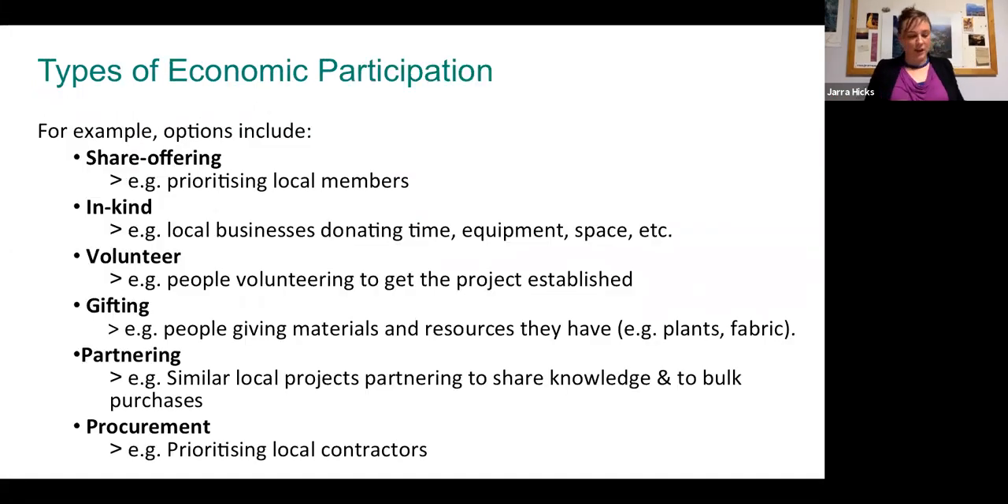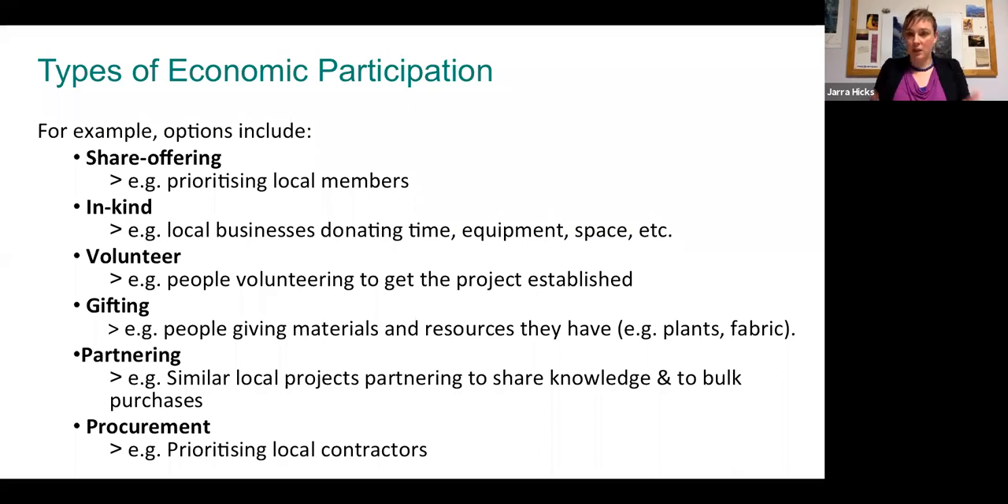So in terms of the options available for participation within our economic arrangements, there's a lot of different ways that the community can participate. So obviously there's the possibility that a project can raise capital finance through issuing a share offer. In some instances a lot of projects have prioritised local members, so it's local shareholders that hold the majority of the shares. People also participate through in-kind contributions, so local businesses, for example, donating staff time or equipment or space. People also contribute through volunteering time. Most community energy projects take a really significant amount of voluntary time, both in the setup but also in the ongoing management and operations of a project.